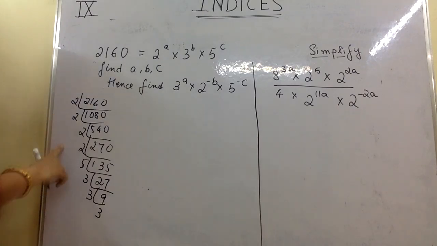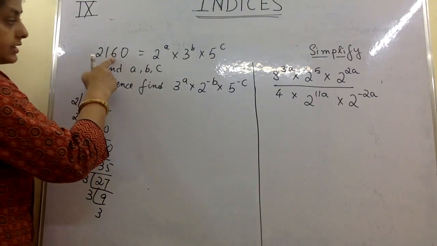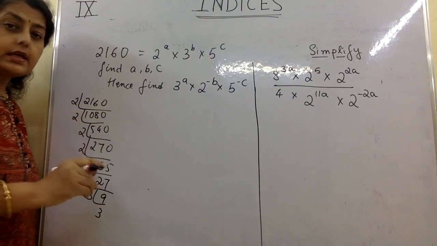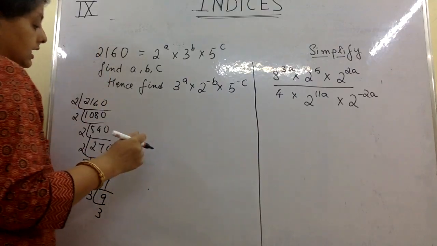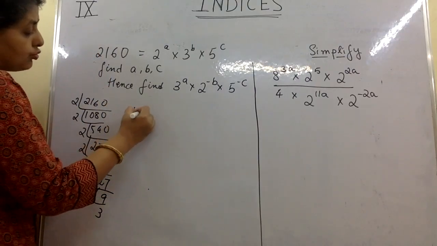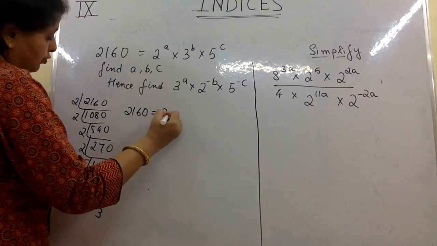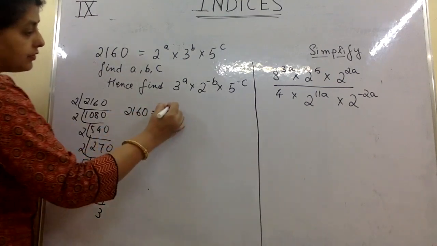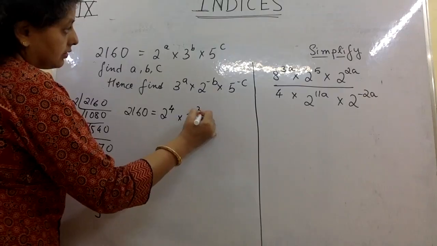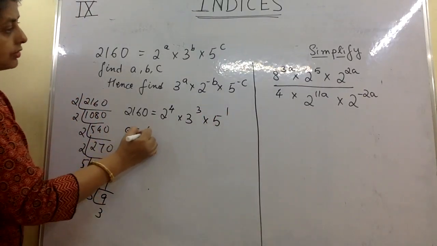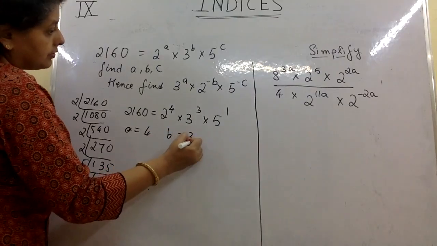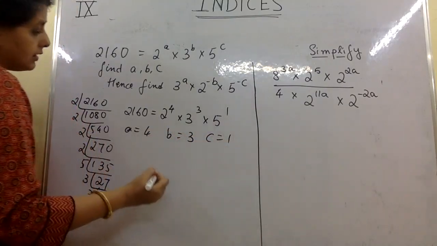Now this is the prime factorization of this number. So whenever you get a sum like this, you do prime factorization of the big number first, and then I can write like this. 2160 is 2 to the power 4, 3 to the power 3, into 5 to the power 1. Okay, so a is equal to 4, b is equal to 3, and c is equal to 1.